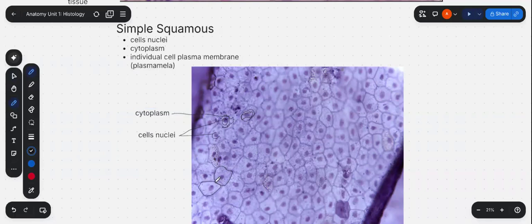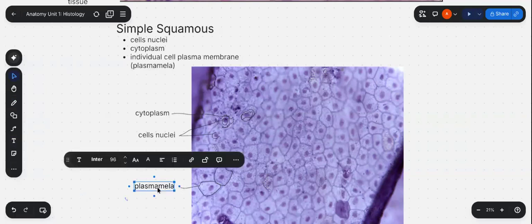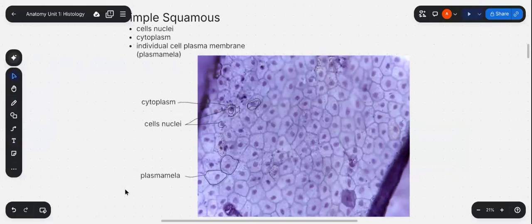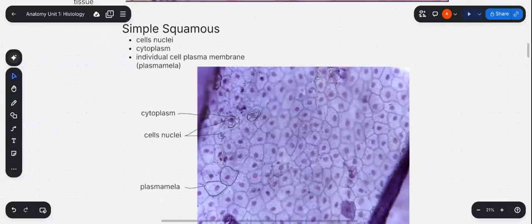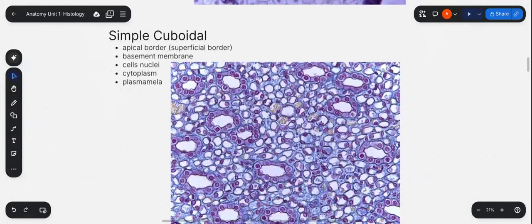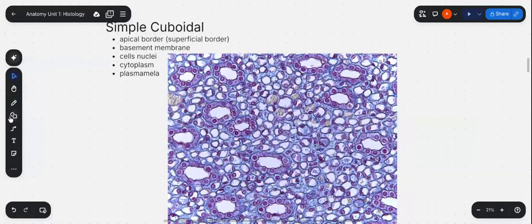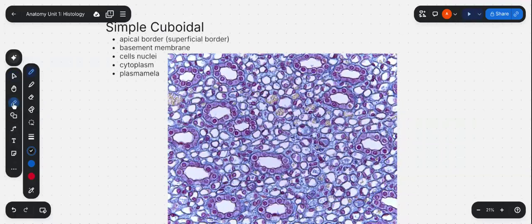Another name for this is the plasmalemma. So, the border of each cell is known as the plasmalemma. Right over there. All right, that's everything for simple squamous. So, again, very easy to understand and to memorize. Just three things. Next, we are going to simple cuboidal epithelial tissue. First, you have your apical border, which is the most superficial border.